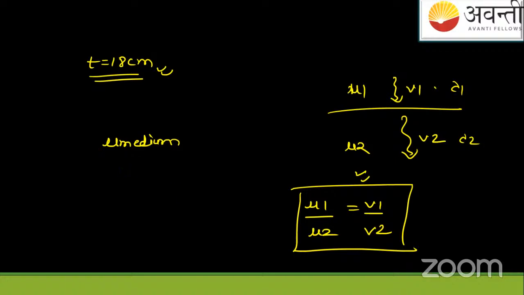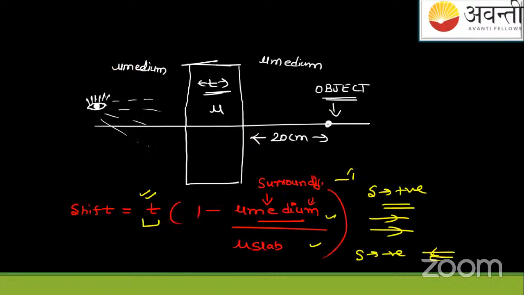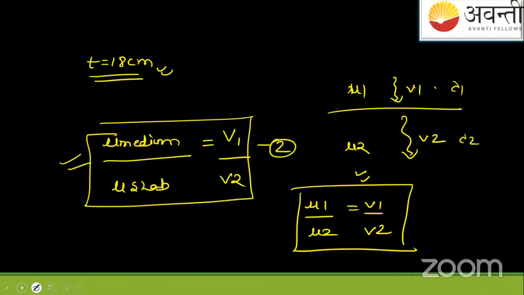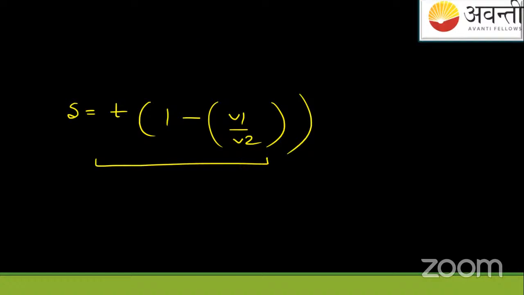So compare this with this: mu of medium upon mu of slab equals speed of light in the slab upon speed of light in the medium. You can use this equation, which I'll mark as the second equation, and that one is the first equation. Put the values here and you'll get the answer. You want me to solve? Yes. So this comes out to be thickness times 1 minus v1 upon v2. This is a general formula for the slab in terms of the speed of light in medium 1 having refractive index mu1 and the speed of light in medium 2 having refractive index mu2. So let us see the values.